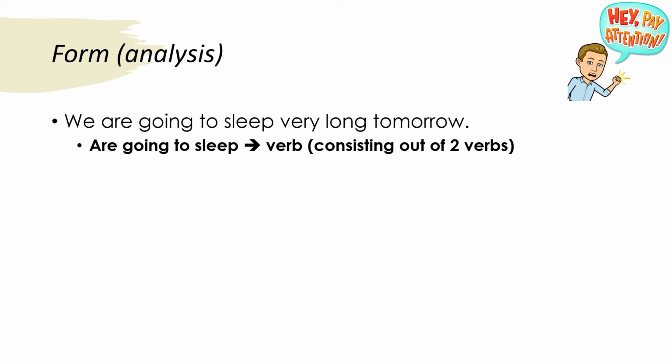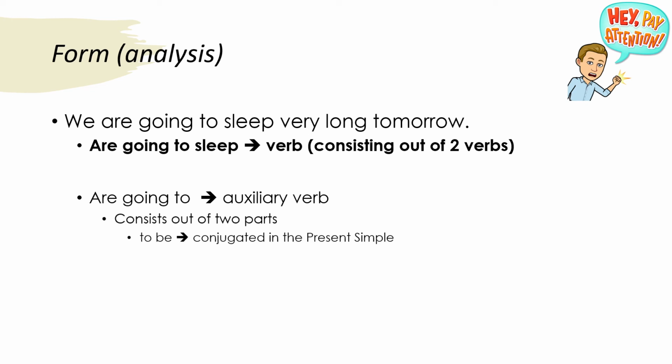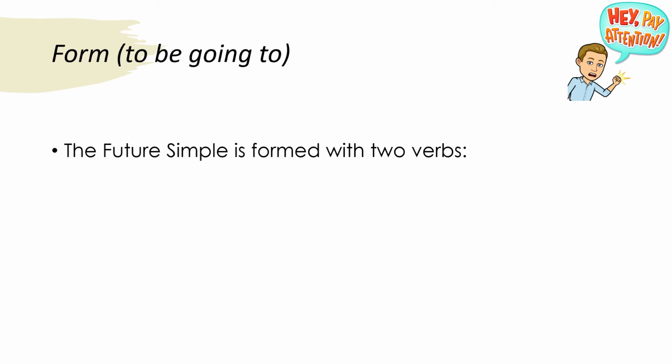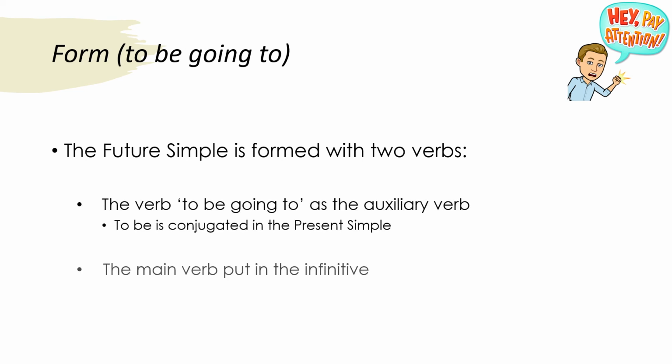The first part in this example is are going to. We call this part the auxiliary verb. And it also consists out of two parts. The verb to be, conjugated in the present simple, and going to, which is always written in the same way. The second part is sleep. This comes from the verb to sleep. We call this our main verb. The main verb is once again put in the infinitive. And this brings us to the following conclusion. The future simple is formed with two verbs, the auxiliary verb to be going to and the main verb in the infinitive.